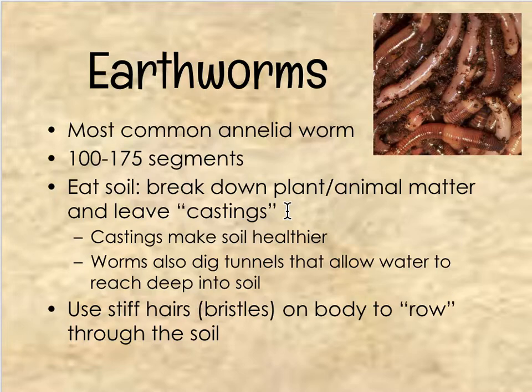Earthworms go through the soil by sort of rowing their way through. They have these tiny little stiff hairs on the outside of their body called setae that help them row through the soil so they can sort of wiggle through. They're tiny, and they're really hard to see, but when we do our earthworm dissection, I'll point them out to you so you can see them.